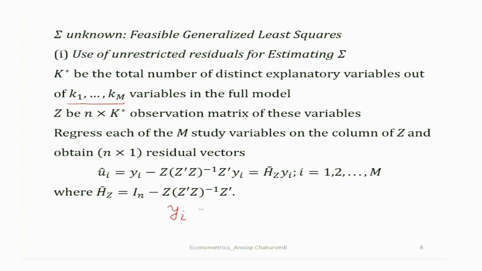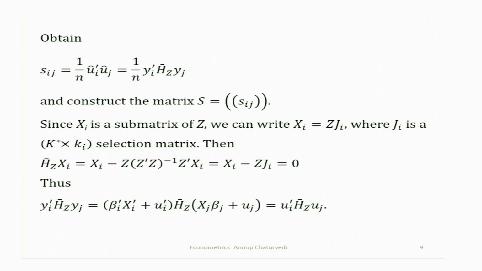So, we take y i and run the regression between y i and Z, and then we obtain the residual u i hat. So, u i hat is equal to y i minus Z (Z transpose Z) inverse Z transpose y i, and we write it equal to, say, H bar Z y i for all i equal to 1 to m, where H bar Z is equal to I n minus Z (Z transpose Z) inverse Z transpose. Now, we obtain S i j equal to 1 upon n u i hat transpose u j hat, and this is equal to 1 upon n y i transpose H bar Z y j.